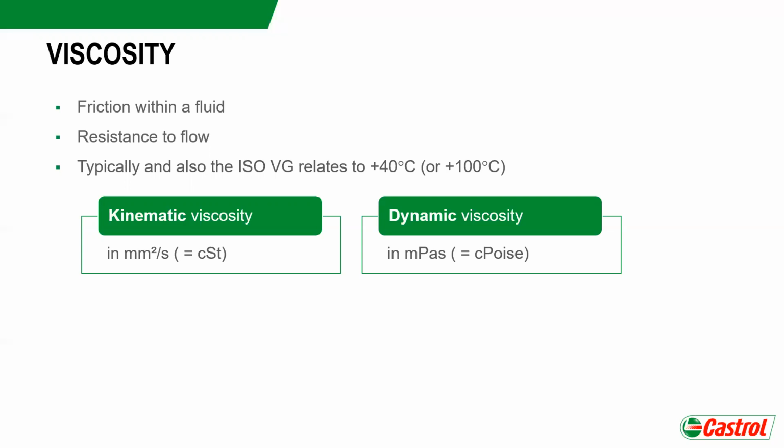Taking an ISO VG 220, the 220 is in square millimeters per second at 40 degrees C. But when measuring a mineral oil VG 220 at 100 degrees C, you will get a result of 19. So the difference is very big with different temperatures.